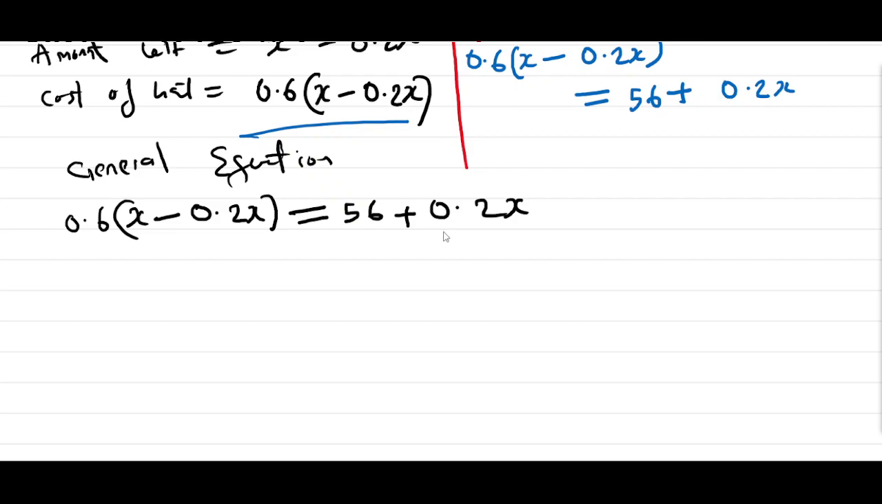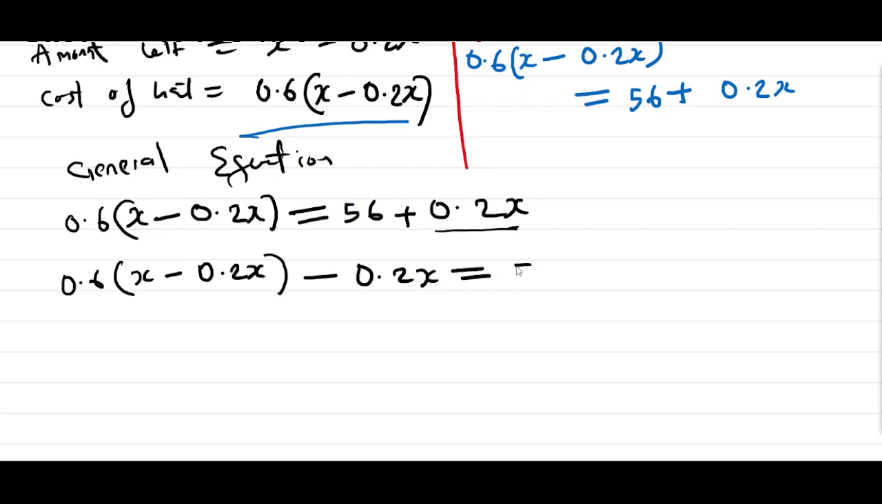Here we're going to do the normal thing of pushing this one over to this side because we have to collect items. So we are going to have 0.6 here, but then we will have x minus 0.2x. Then we will close our bracket. Then we will subtract 0.2x and set everything equal to 56.